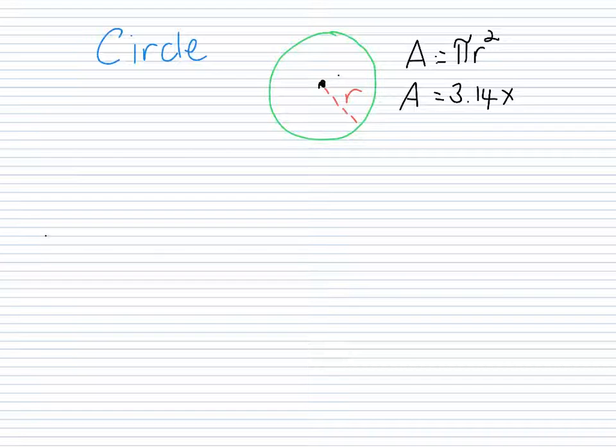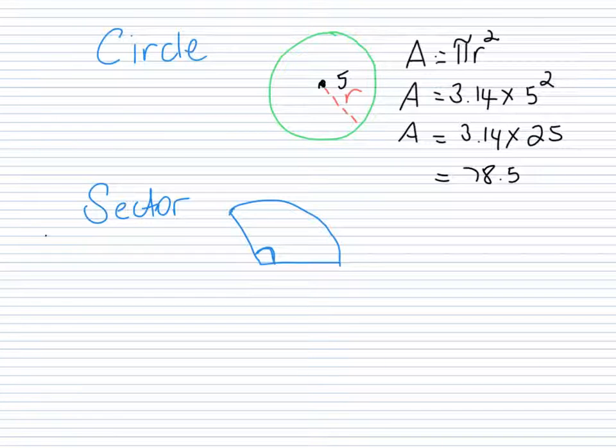Now let's say our radius here was 5. So we would go 3.14 by 5 squared. So 5 5s are 25. If we were to punch that into our calculator, we would get 78.5.